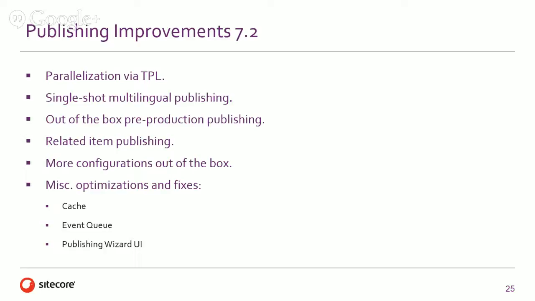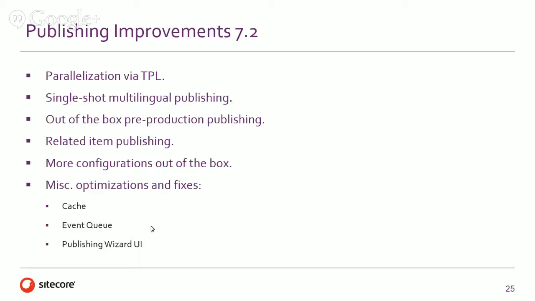Related item publishing, one of the most frequently requested features, we actually have scheduled a couple of incremental enhancements for that feature in upcoming updates for 7.2. So that's just a way for you right now to control related item publishing on demand from Publishing Wizard. So we have extracted that whole logic in a designated pipeline, which can be extended even further. So there's more and more things out of the box available for you, less customizations for you to make.